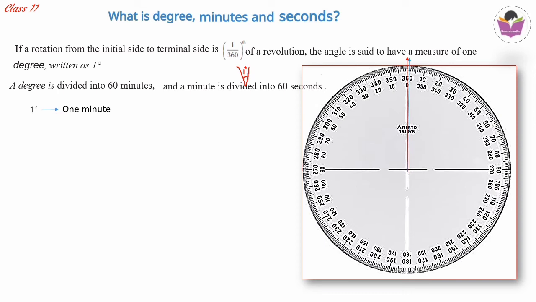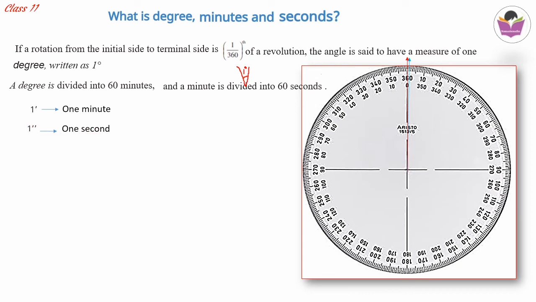And 1 minute means 1 by 60th of a degree. 1 by 60th of a degree means 1 degree we will take and we will divide into 60 parts. Out of that, one part if you take, that is 1 minute. Next is 1 second, means 1 power double dash, that is 1 second we say.